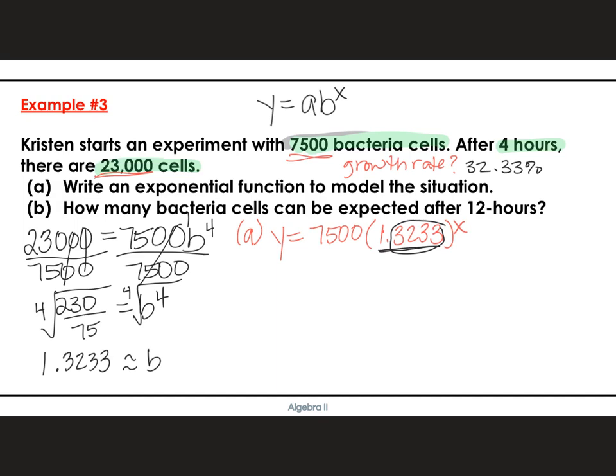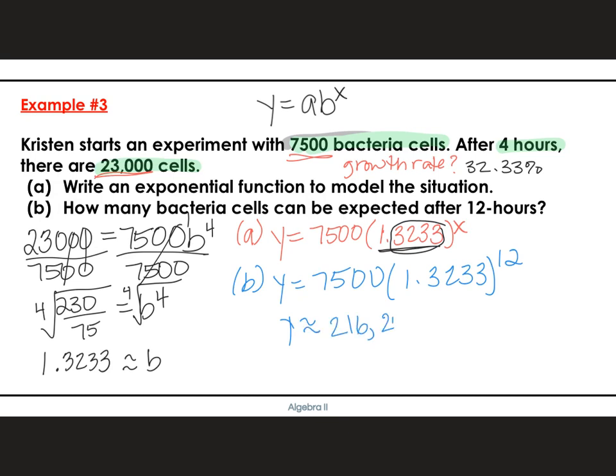So now that we have the function, we need to say how many bacteria cells can be expected after 12 hours. So in order to figure that out, in place of x, we're going to put 12 because we want to know for 12 hours. And you can put that in your calculator. And when you put that in your calculator, then we know that after 12 hours, there will be approximately 216,252 bacteria cells.